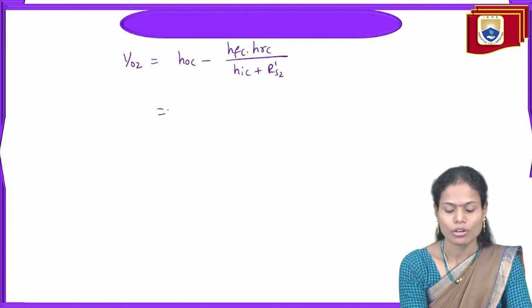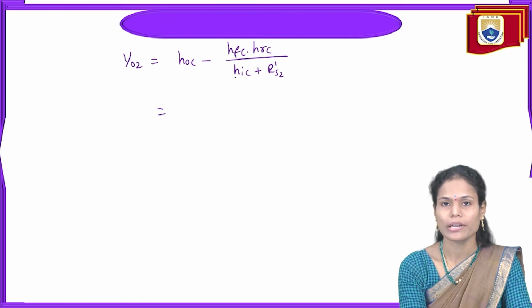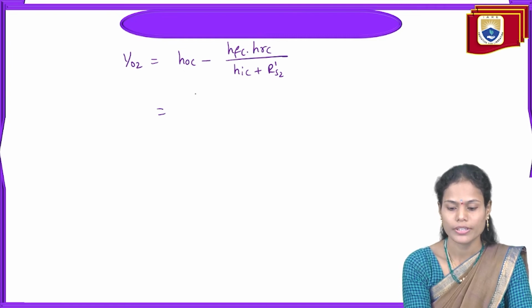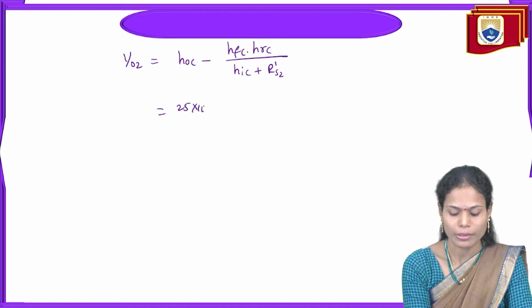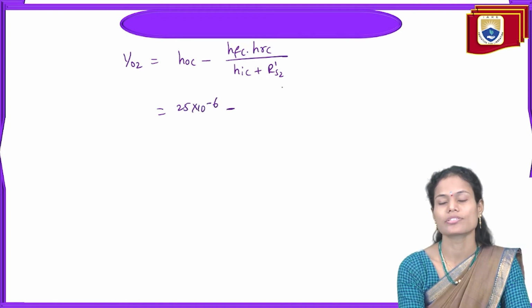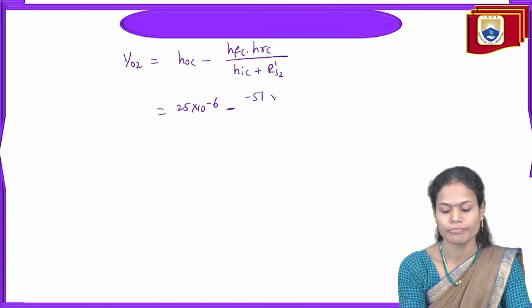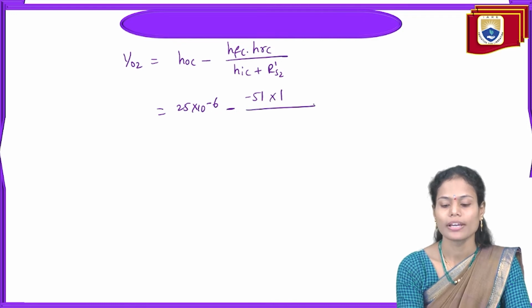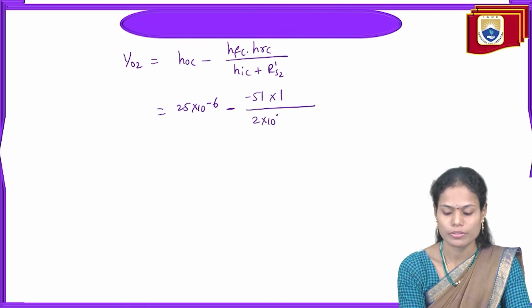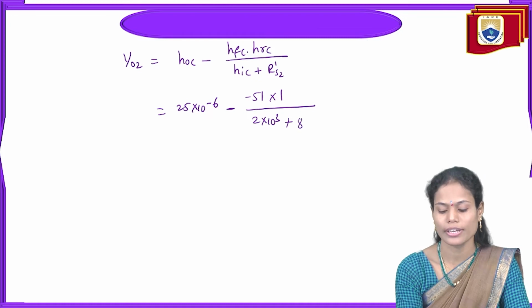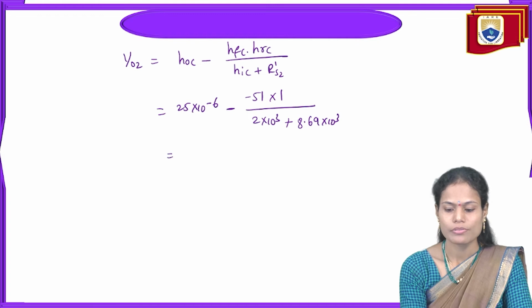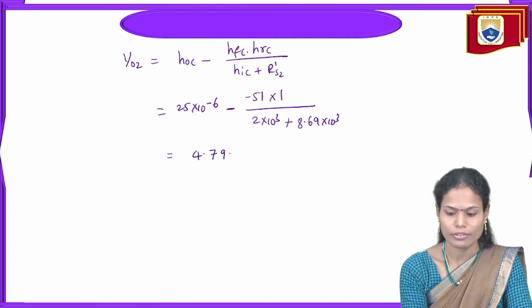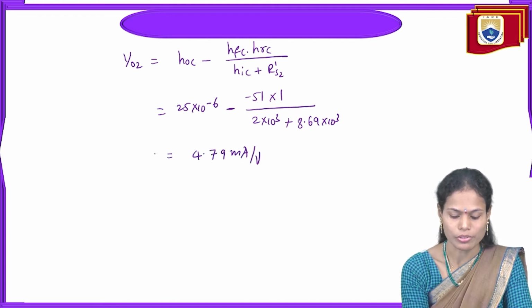So here we have all the values. These are the common collector H parameter values we need to substitute here. That is 25 into 10 power minus 6 as the HOC value, the HFC value is minus 51, the HRC value is 1, HIC is given as 2 kilo ohms, and the RS2 value is 8.69 into 10 power 3. So this value is 4.79 milliamps per volt.